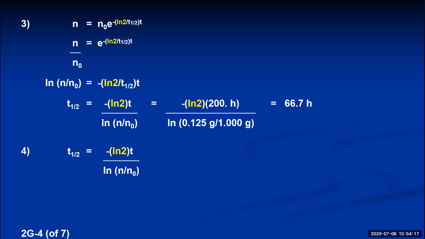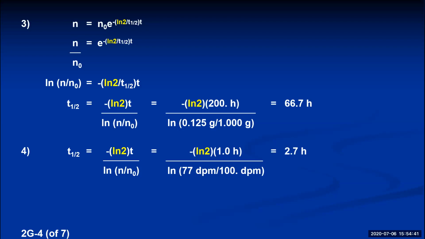So it says initially it's 100 disintegrations per minute, that's going to be N naught. After 1 hour, it's down to 77 disintegrations per minute, that's going to be the value for N. So the decay time, 1.0 hours. The initial count from a Geiger counter, 100 disintegrations per minute. And then at time T, you'll have N amount of disintegrations per minute, which is 77. This gives you a half-life in hours, and this comes out 2.7 hours for this radioisotope.